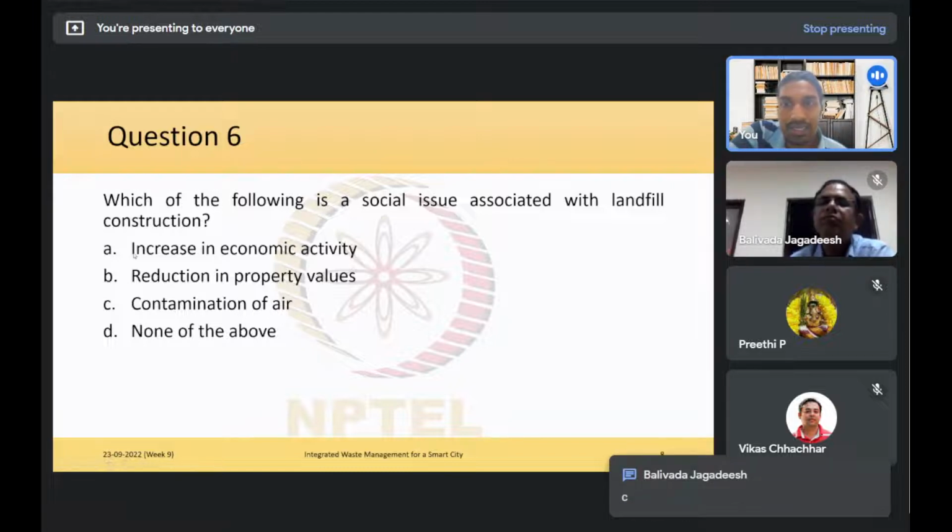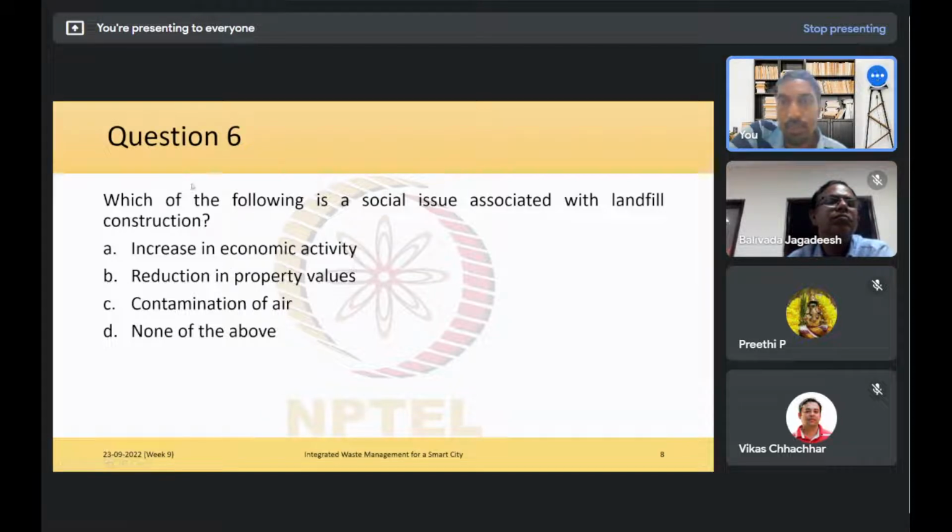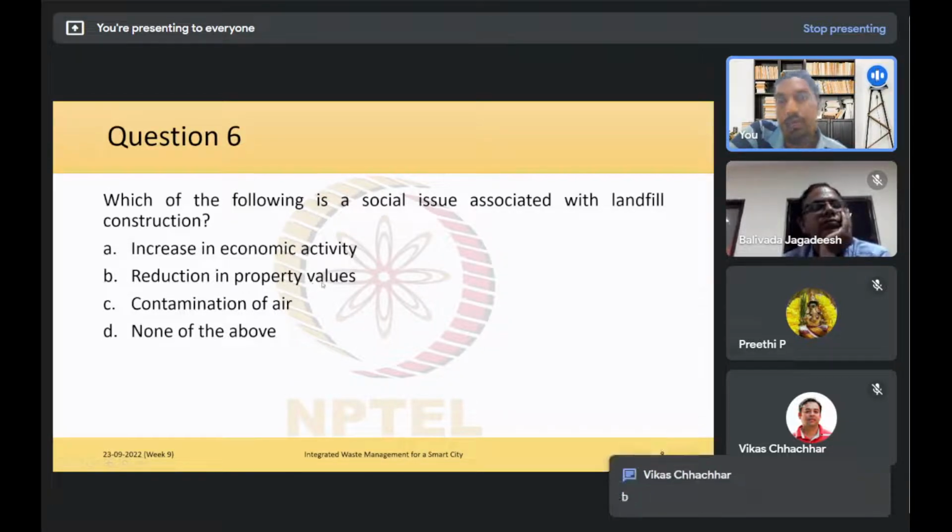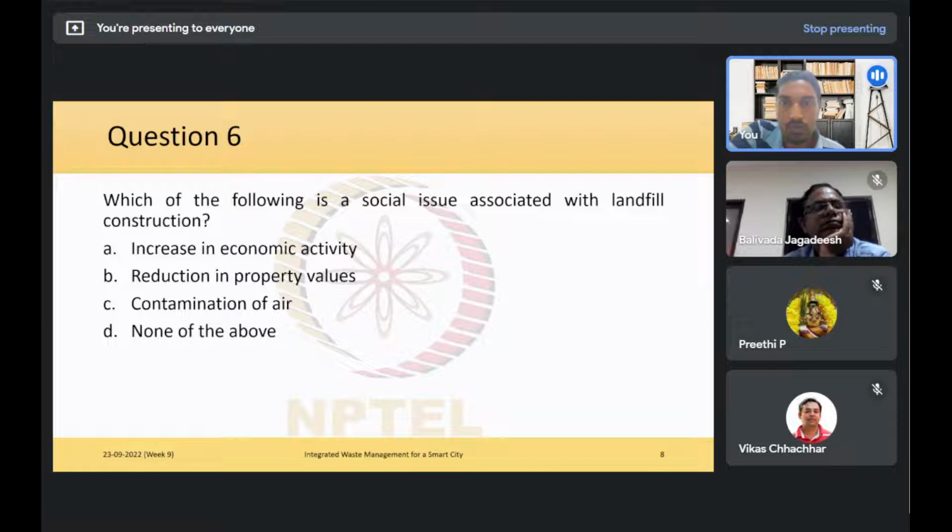Option A says increase in economic activity, which is not an issue. When economic activity increases, it's desirable. And option B says reduction in property values. Why does that happen? Because a landfill, as we know, is going to produce landfill gases which have odor, which is not desirable, and it will also produce leachate, which, if not properly designed, can leak and affect the groundwater or even the surface water. So there are contamination issues.